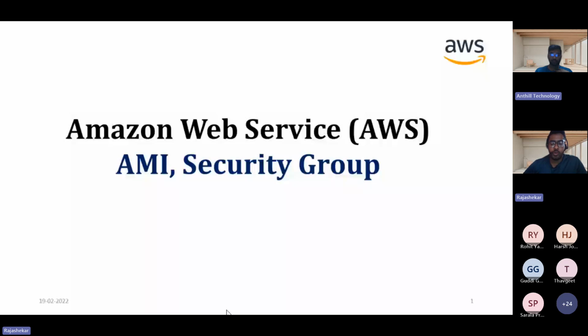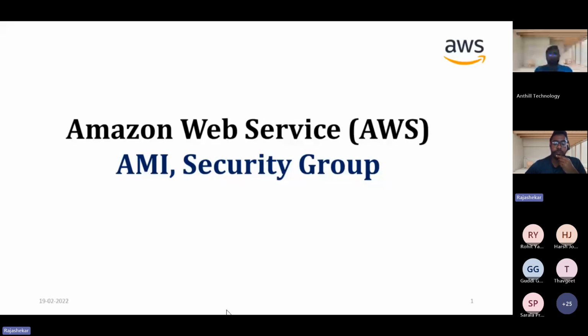Okay, guys, I'm going to start the session. Last class we discussed AMI and security groups. These are the primary requirements when you are launching a new EC2 instance. Why are we repeating this session? Because a few of you did not understand this concept properly, so we are taking this session again on this topic.